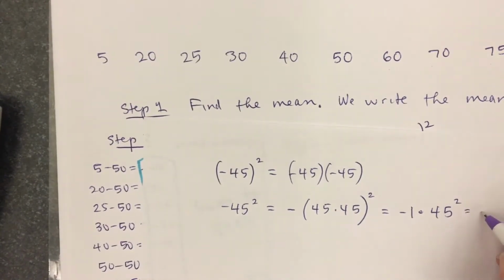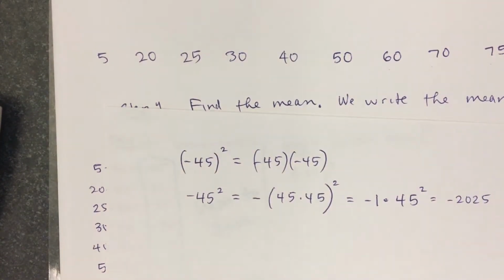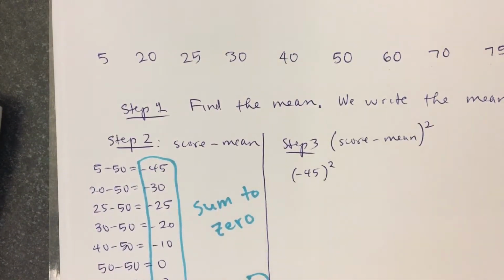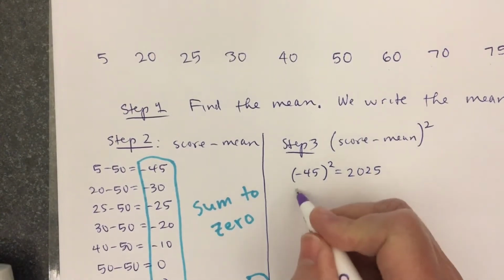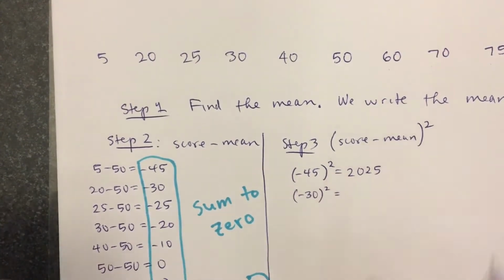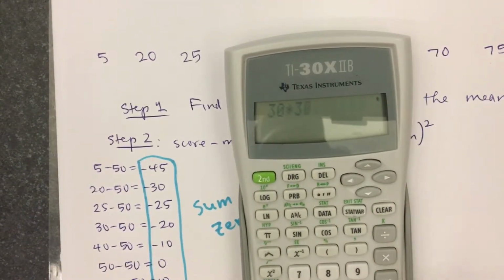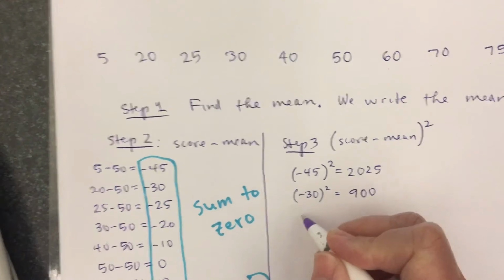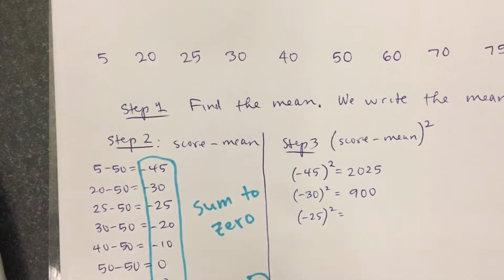Why am I kind of stressing all this? Because if you're typing this in your calculator, you have to know all of these numbers are going to end up positive. I have to square the negative sign, 2025 for that one. -30 squared. You know what you could do? You know it's going to be positive. -30 squared, that's the same as 30 times 30, 900. Your choice on how you want to type it in. But you have to know that they're going to be positive.